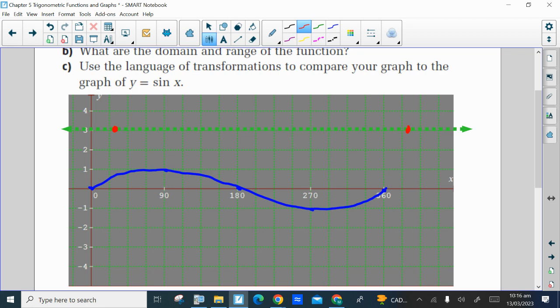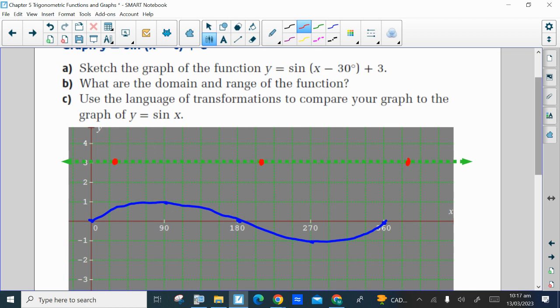Also, the halfway point of the first cycle, which is where it crosses the horizontal midline going downwards, will be 30 degrees to the right of 180 degrees. So that's shifted over 30 degrees. My first maximum point, which will be 1 unit above the horizontal midline, our amplitude hasn't changed. Our amplitude is still 1. So normally that was at 90 degrees. It'll be 30 degrees to the right of that. And that'll be at a height of +4, 1 unit above the horizontal midline.